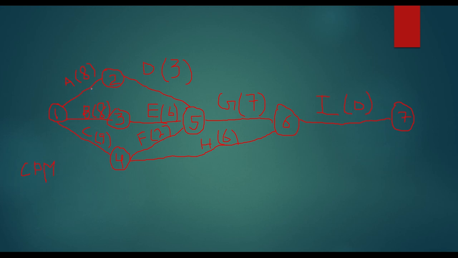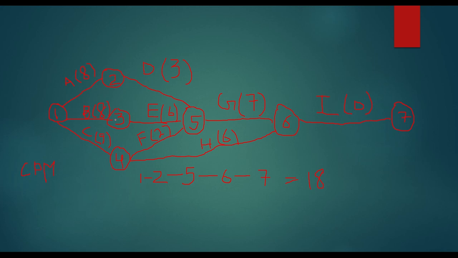So the first way is 1 to 2, 2 to 5, 5 to 6, and 6 to 7, right? Now I will see how much time is taking this path. So 1 to 2, 8, 8 plus 3, 11, 11 plus 7, 18, 18 plus 0, 18. So this is 18. One path is this. Now I will identify second path.